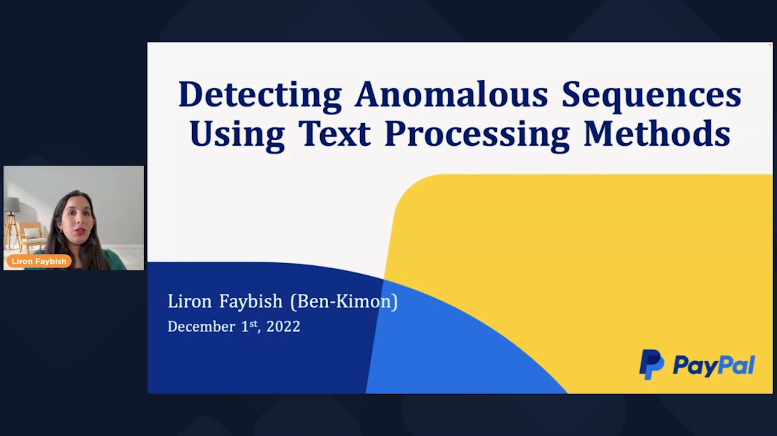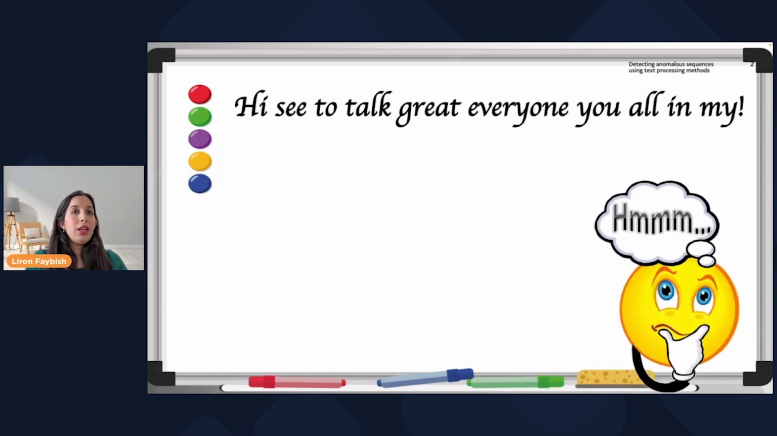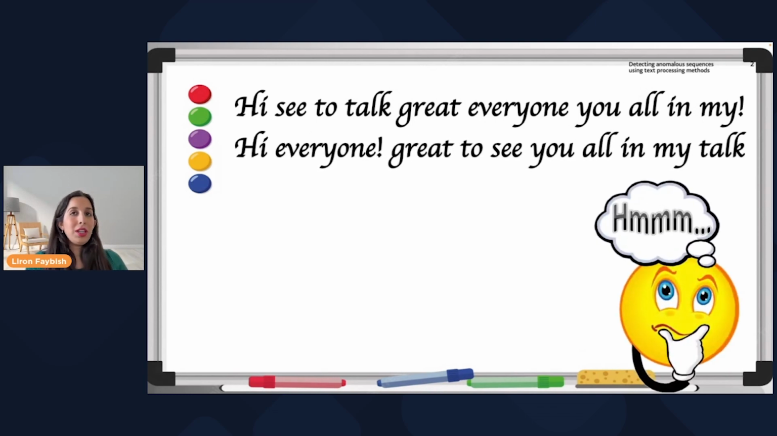Today we are going to talk about detecting anomalous sequences using text processing methods. Try reading that sentence. Sounds weird, right? And here's the original sentence I wanted to say. Hi everyone, great to see you all in my talk. These two sentences have the same words, but when changing the order of the words, like in the first sentence, it just looks weird and makes no sense.